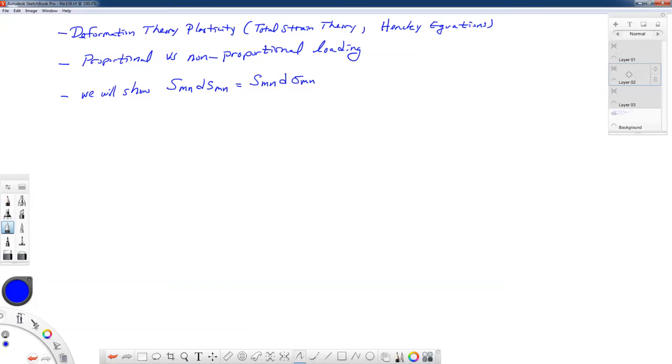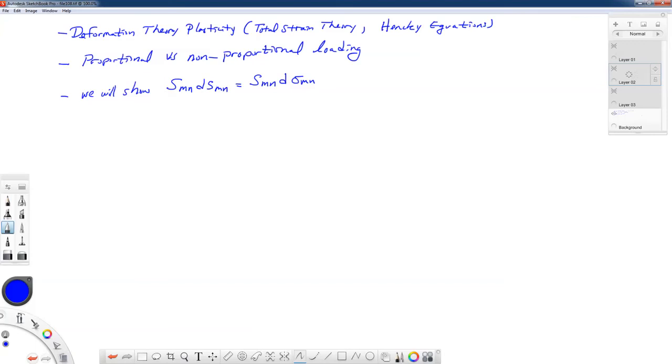We're going to continue on today talking about plasticity, in particular about deformation theory plasticity or total strain theory plasticity. And in the case of the von Mises yield criterion as our yield function, or J2, the Hencky equations. We're going to talk a little bit about proportional versus non-proportional loading.